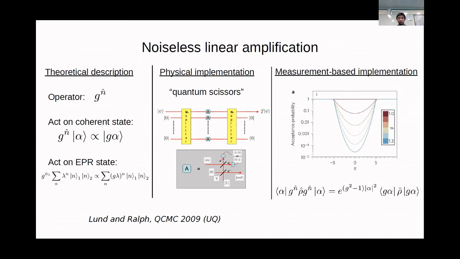Or you could, as shown by Austin and Tim, act the noiseless linear amplifier on an entangled state with loss, and that would simultaneously increase the entanglement as well as reduce the loss. So it's a very powerful device for reducing the decoherence in continuous variable quantum systems. There are several physical implementations of noiseless linear amplification based on quantum scissors. These are very difficult experiments.